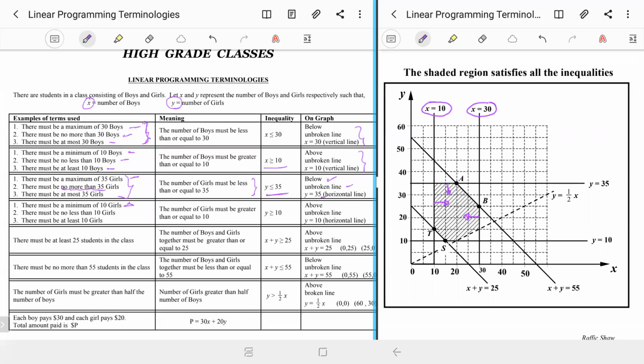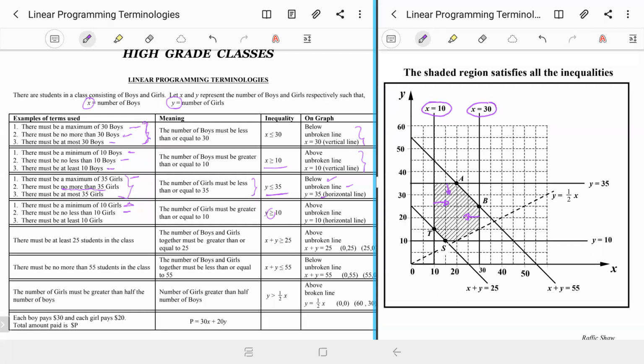Another way of saying that is that there must be no less than 10 girls. People see the words "less than" and use the less than sign, when in fact a greater than sign is what you're supposed to have, because it said no less. So read the statement for what it really means. These are the wordings they use in the questions.